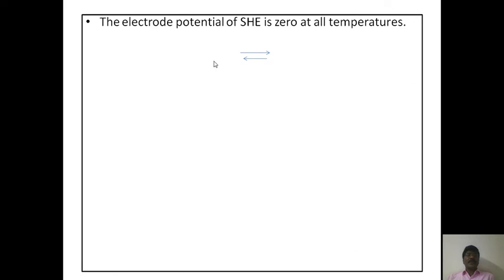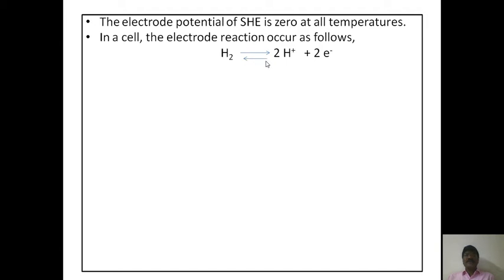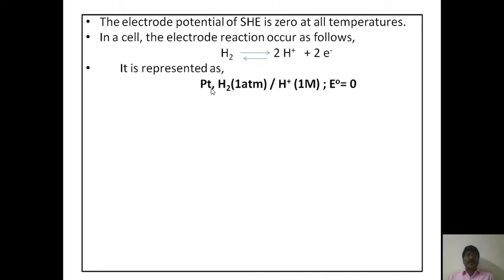Next, the electrode potential of the standard hydrogen electrode is 0 at all temperatures. In a cell, the electrode reaction occurs as follows: H2 reversibly gives 2H+ plus 2 electrons. It is represented as Pt | H2 (1 atm) | H+ (1 M), E° = 0. This is the representation of the standard hydrogen electrode.